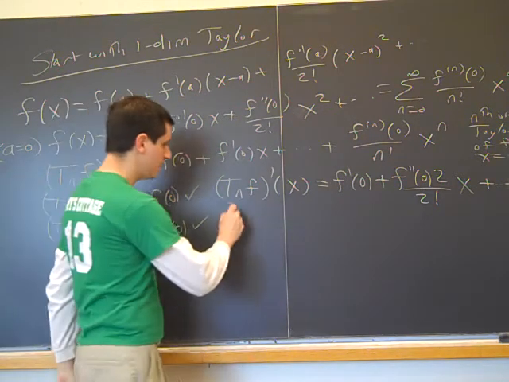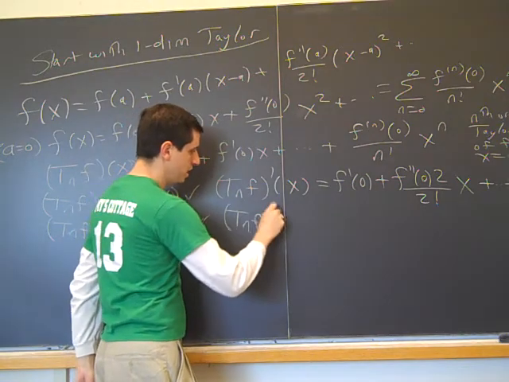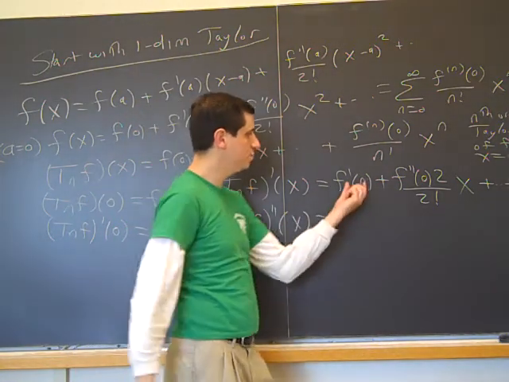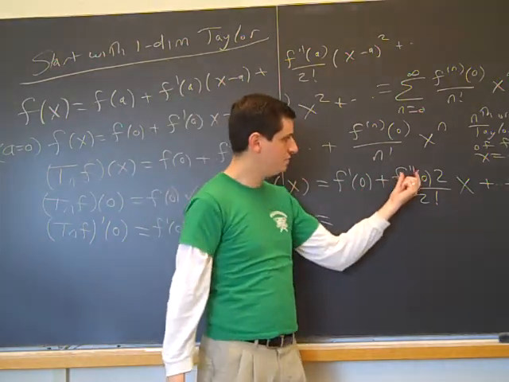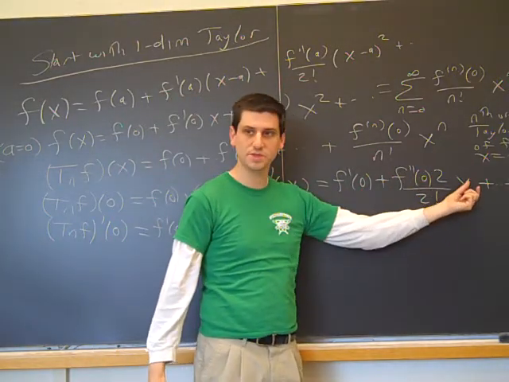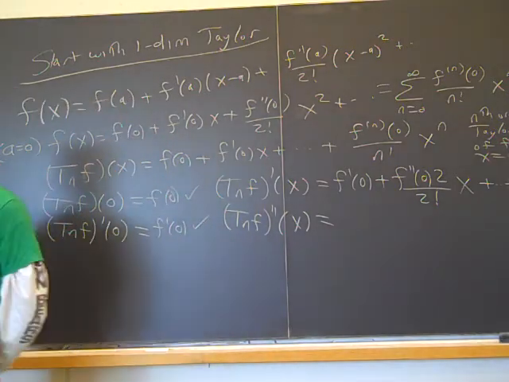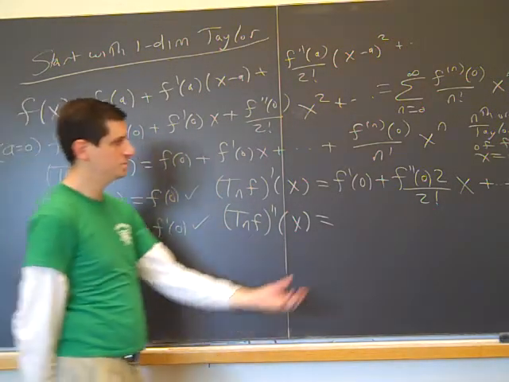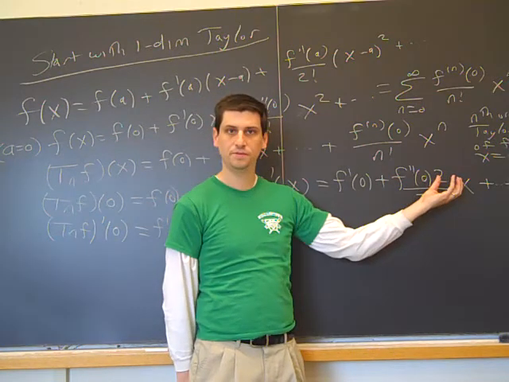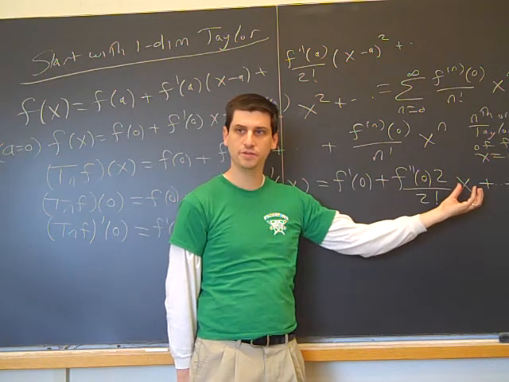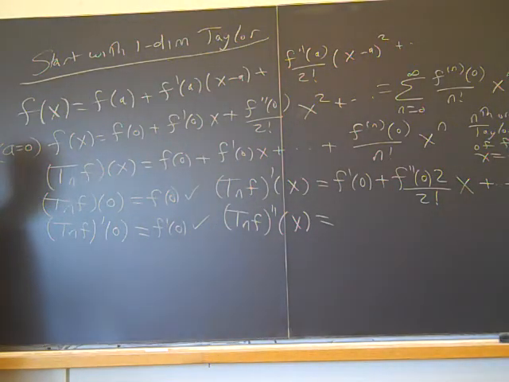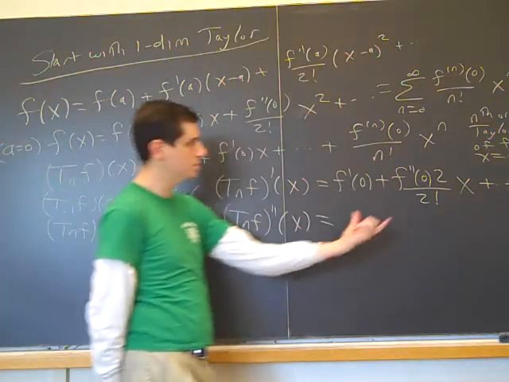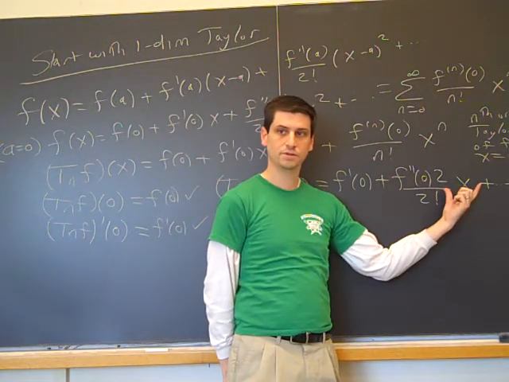And now let's take the second derivative, T double prime of x. What's the derivative of f prime of 0? 0. It's a constant. f double prime of 0 times 2 over 2 factorial times x. What do I get? What's this piece going to give us? When I take the derivative, so I'm taking the derivative of this with respect to x. So what do I get?